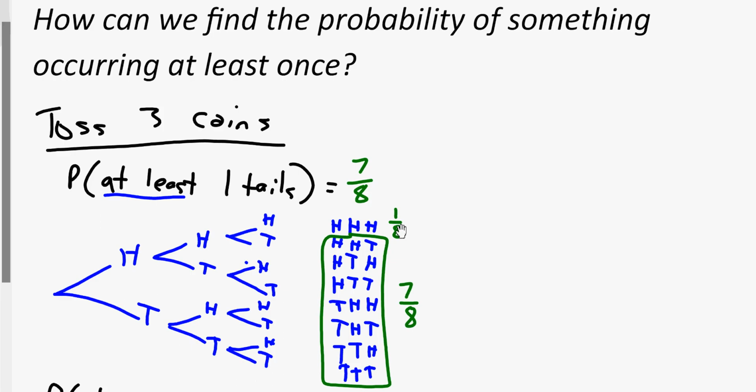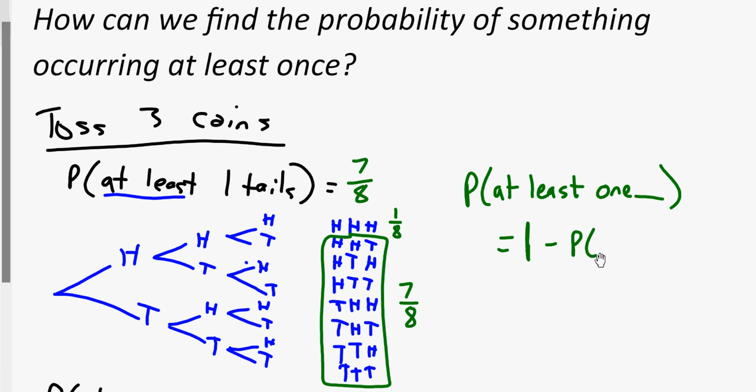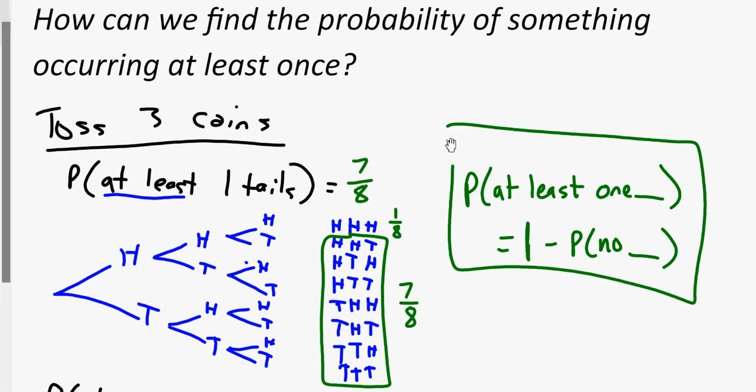Which is why I'm going to give you this formula. The probability of at least one of something, it's usually easier to find 1 minus the probability of none of those things. So the probability of at least one tails, everything else is no tails. So if I can just find the probability that there's going to be no tails and then subtract it from 1, that's my answer. This is what I would use. Because if you think about it, they have to add up to the total.